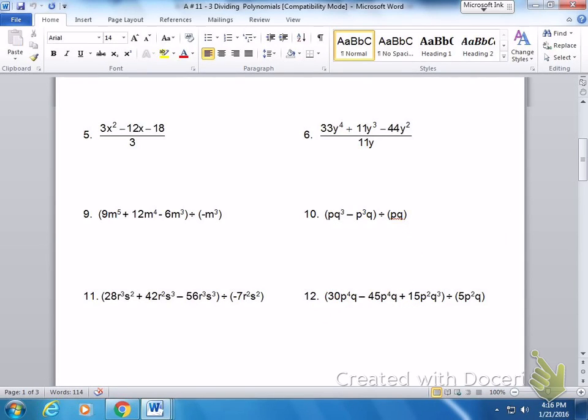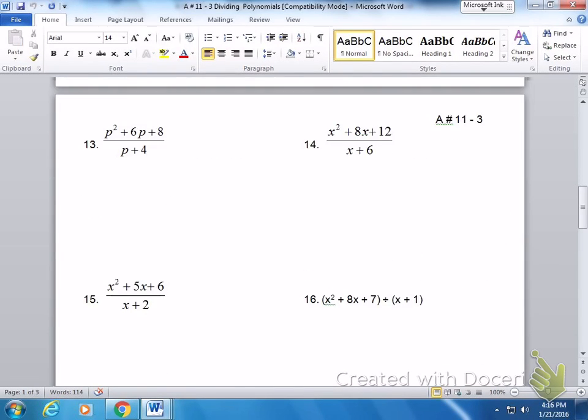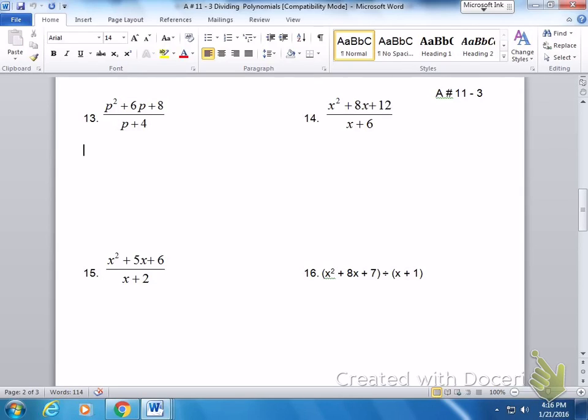Let's go and do another one. Let's look at number 13. All of them on this page are the ones that use the boxes. In the top left box, I put the first term of the numerator, p squared. And in the bottom right box, I put the last term of the numerator, plus 8. The divisor I put on the top as p and plus 4. So what you need to do is find out what goes here.